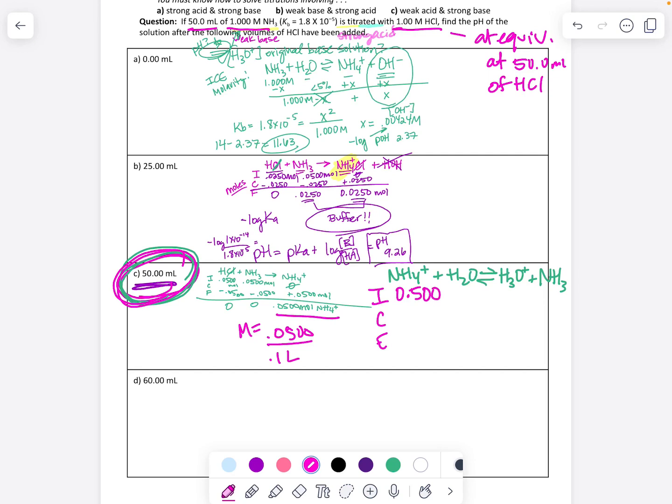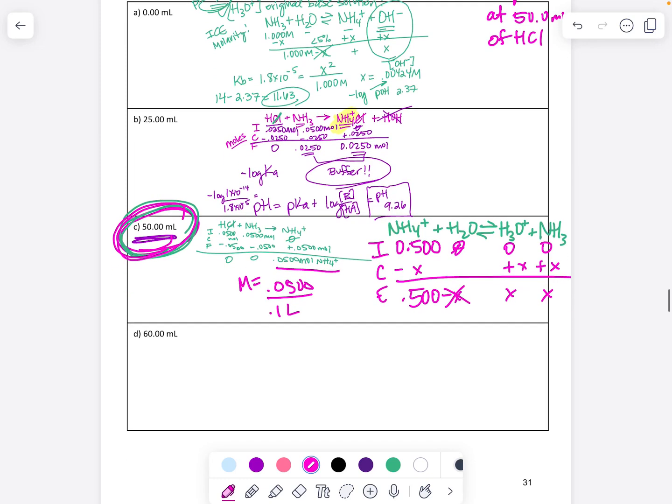Zero. And I guess, yes. No water, and none of these initially either. Then this is going to lose some amount. We're going to gain some amount here. At equilibrium, we have 0.5 minus x. We have x and x. We are going to ignore this value of x.